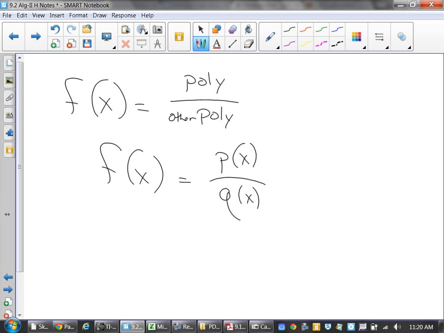So what we're looking at doing here is taking some polynomial. Remember, polynomials can be anything. It could be x plus 1, or x to the third minus 2x squared plus 3. It could be any of those, but we're just dividing them out. So we're going to look at that kind of a graph.